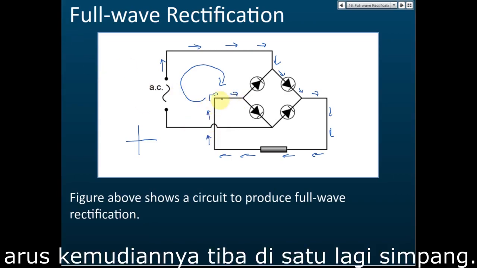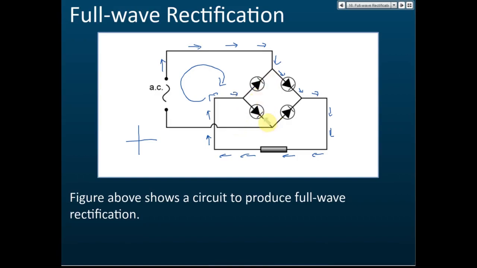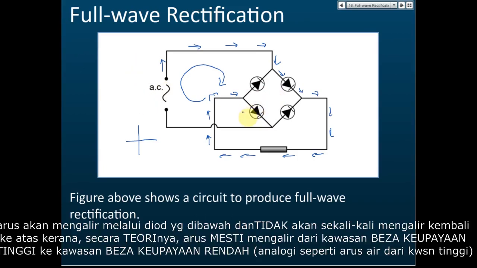Now it comes to the second junction, the second branch here. So it can either go up or go down. What do you all think? Do you think it will go up or go down? Let me tell you the answer. It will go down.